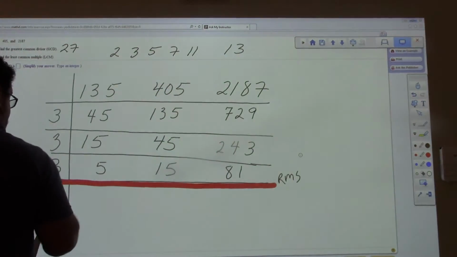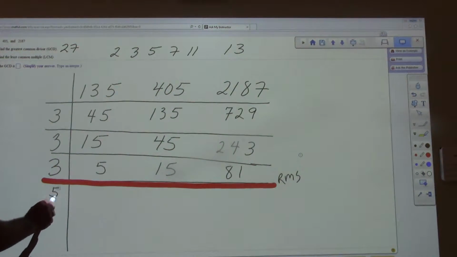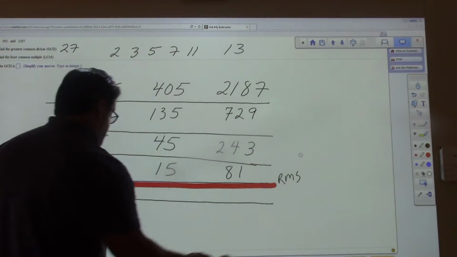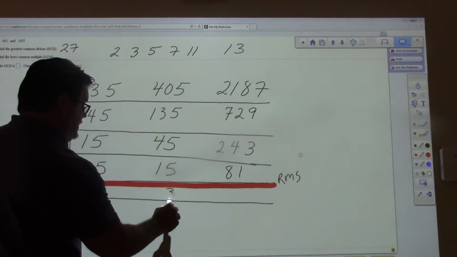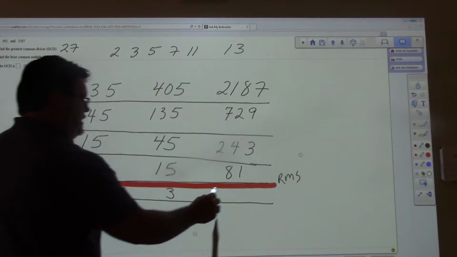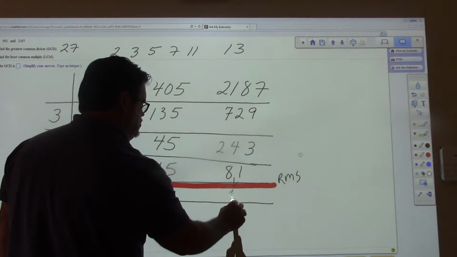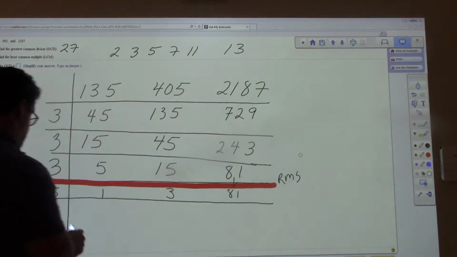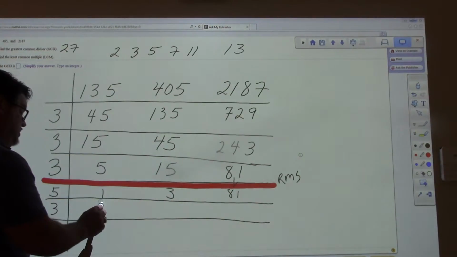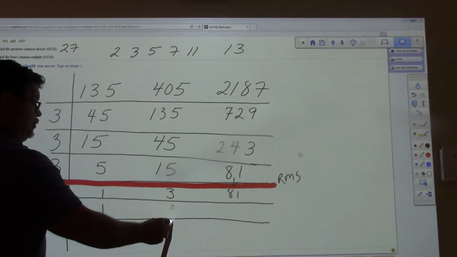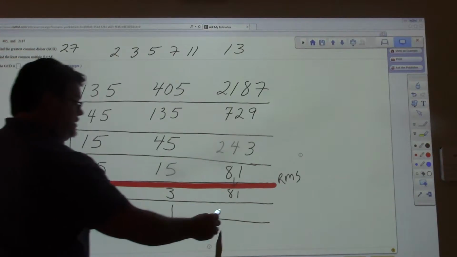So I'm going to take 5. That'll give me a 1. There's one of our 1s. A 3. And that 81 comes down. 3. That 1 comes down. There's another one of our 1s. And 27.